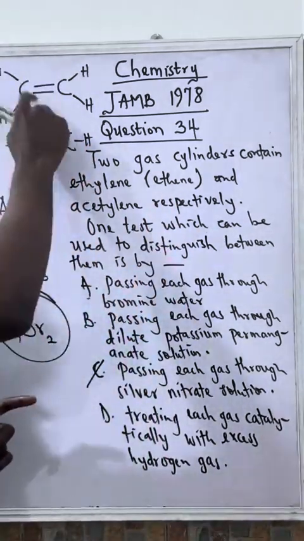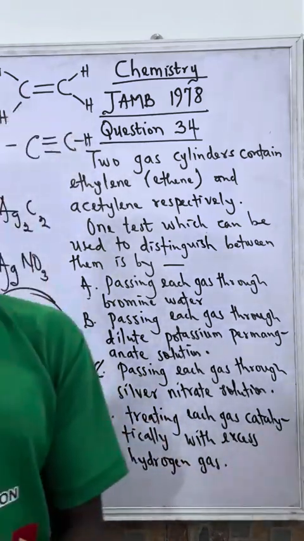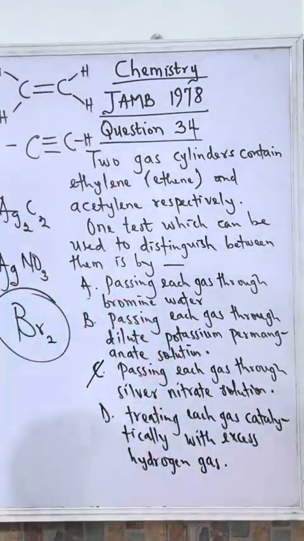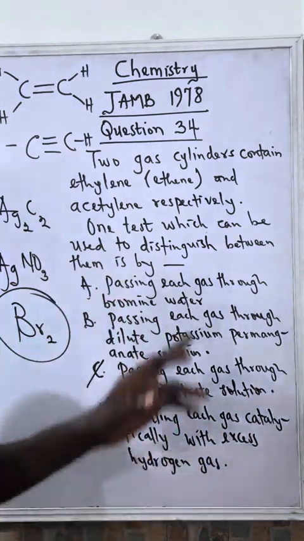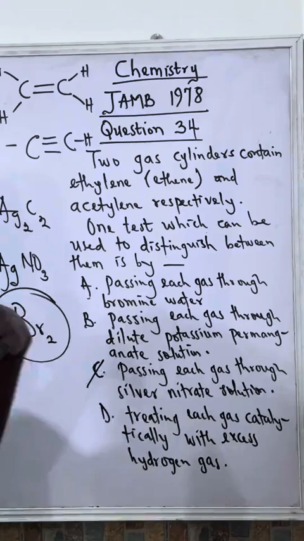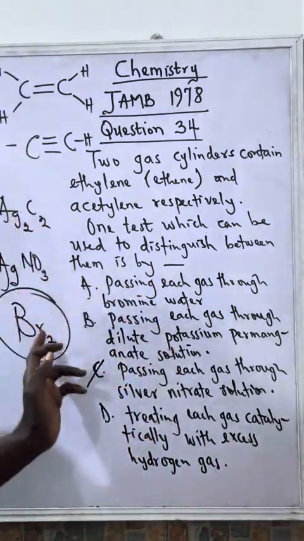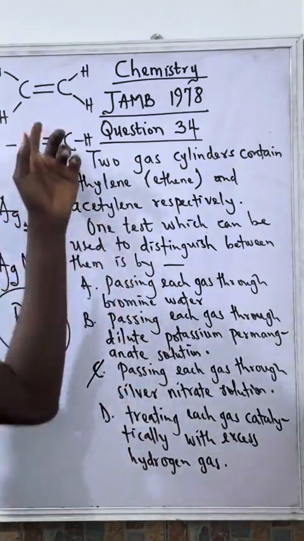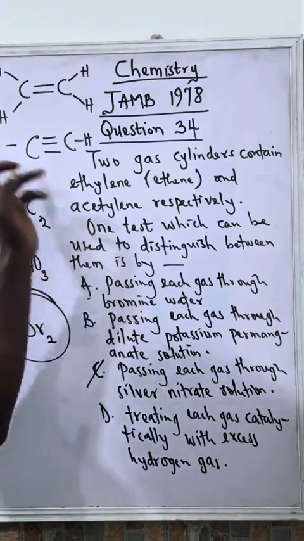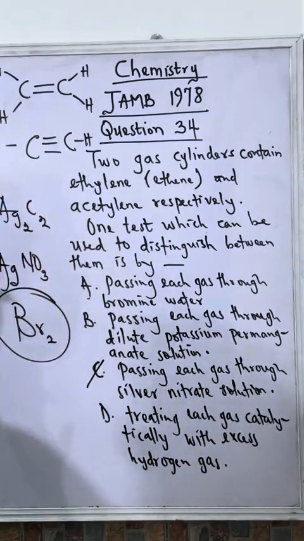If bromine is added to any one of these, the solution becomes colorless. So that's how to test. Being colorless shows that unsaturation is present, and it doesn't distinguish between them, but both of them will become colorless.